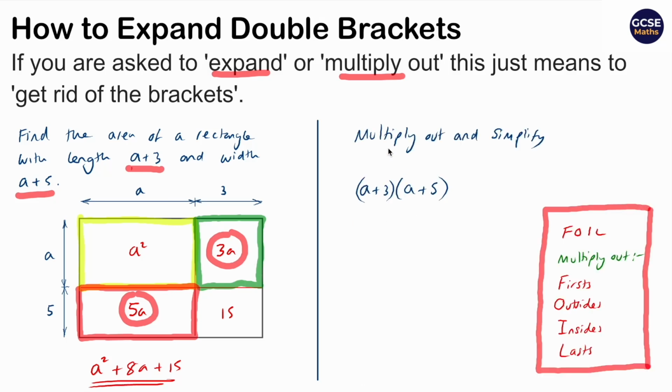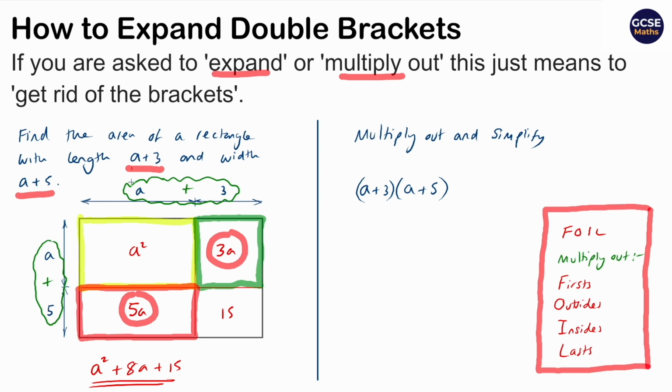So now we're going to look at the same question written differently. Multiply out and simplify. A plus 3, well, there's the a plus 3, all multiplied by a plus 5. There's the a plus 5. And that's exactly what you've just done. You have basically multiplied a plus 3 by a plus 5.